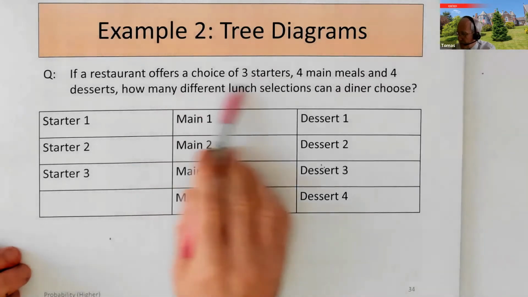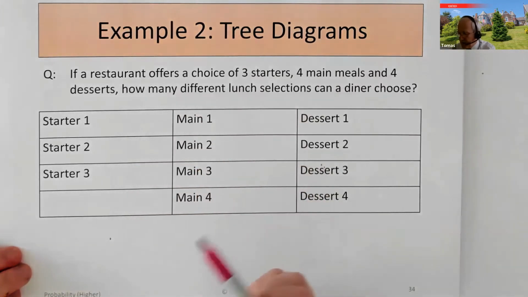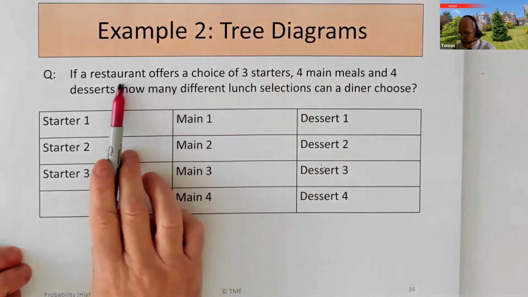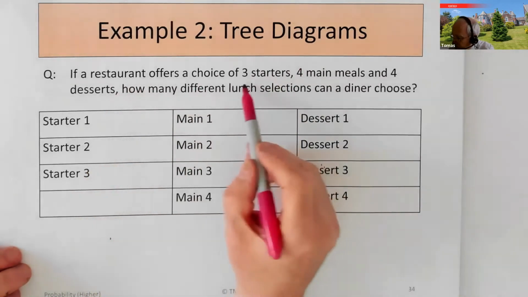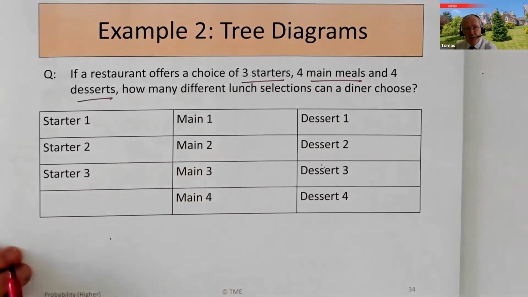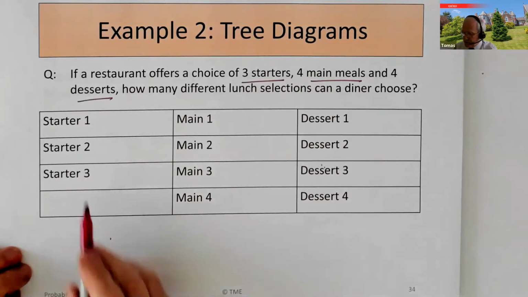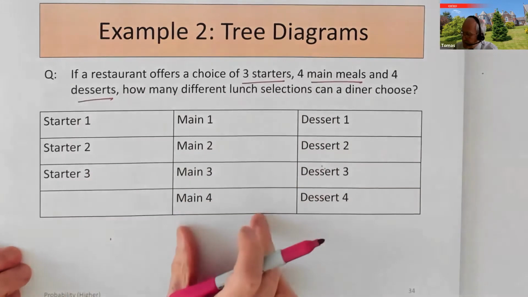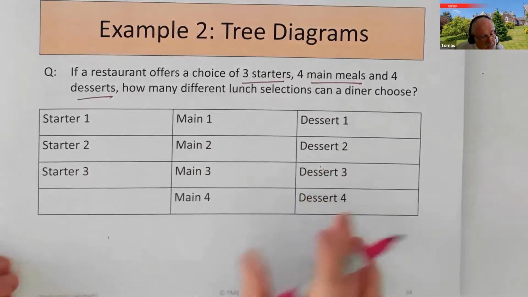Or we could have done it by doing a tree diagram as well. We'll move on to a different example now. We'll do it by tree diagrams. If a restaurant offers 3 starters, 4 mains, and 4 desserts, how many different lunch selections can a diner choose? So here we've got starters 1, 2, and 3, mains, and desserts.